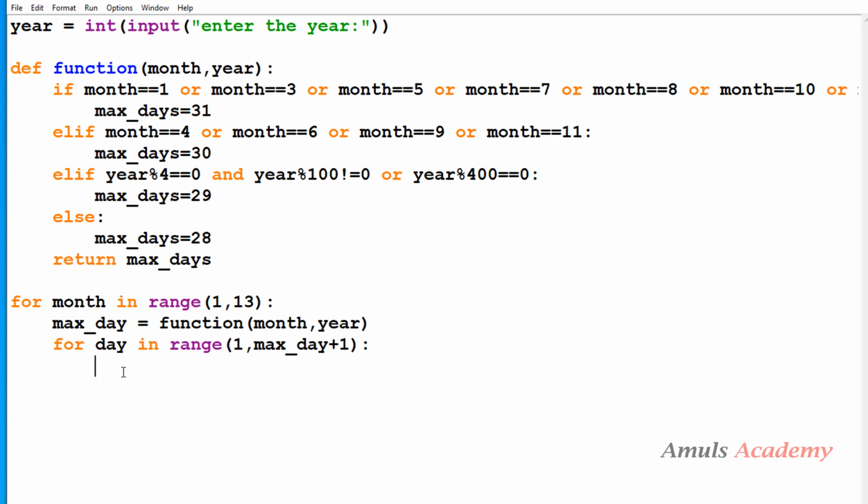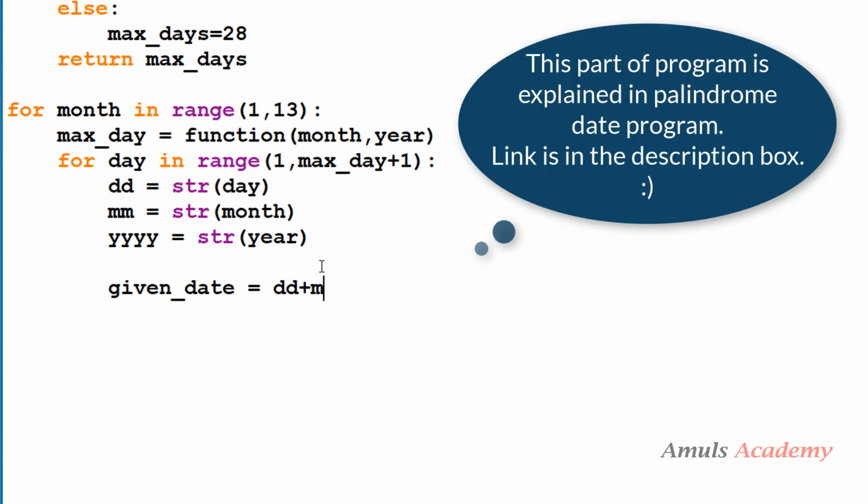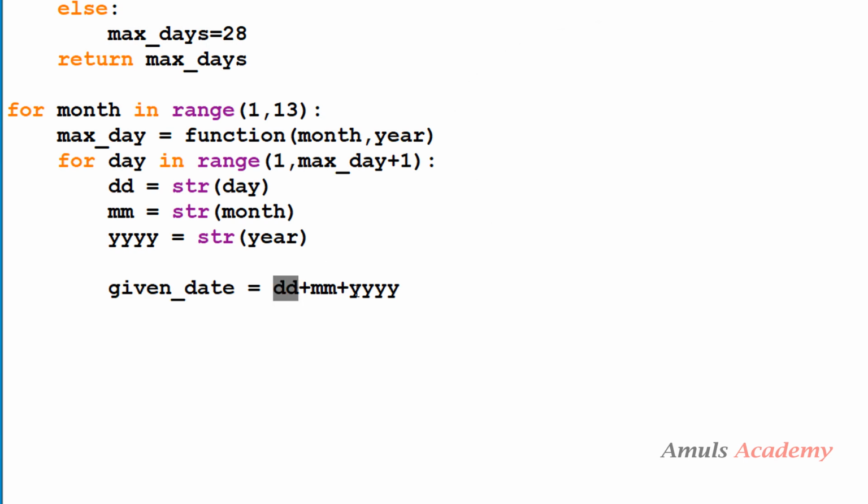So for that I'll take the dd variable and I'll convert day to string. I'll take mm for month and convert month to string. Next here I'll take year. Here yyyy is nothing but a variable; you can take any variable here. Next I need to concatenate these. So I need the date in DDMMYYYY format. That's why I need to write dd first, next mm and yyyy.